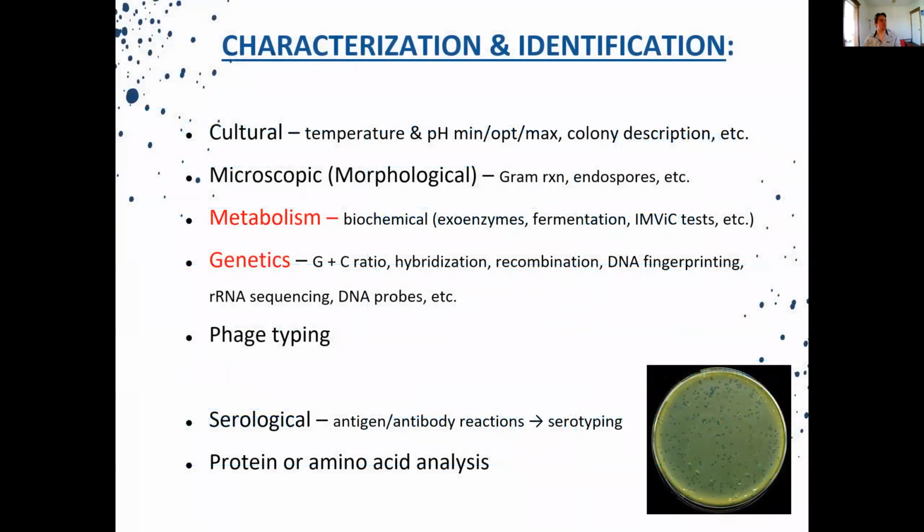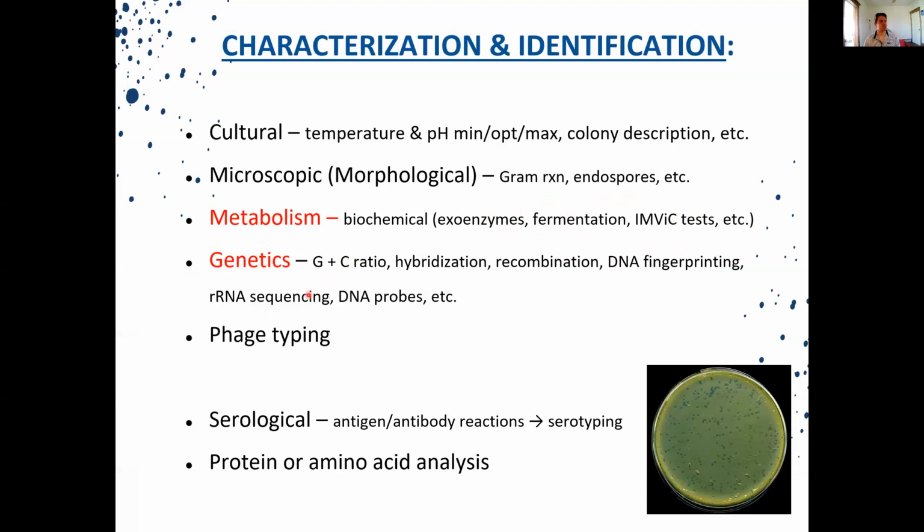Okay, so now moving on to characterization and identification. So how do we characterize and identify these microorganisms? There are a lot of techniques to identify these organisms. You can have cultural techniques where you use different temperatures, pH, you can use minimum and maximum ranges. You can use microscopic morphological reactions, something like the Gram reaction or endospore staining. You can look at metabolism. This would be biochemical. We're still going to do some fermentation tests in the lab, so I'm not going to bore you guys with the details too much.